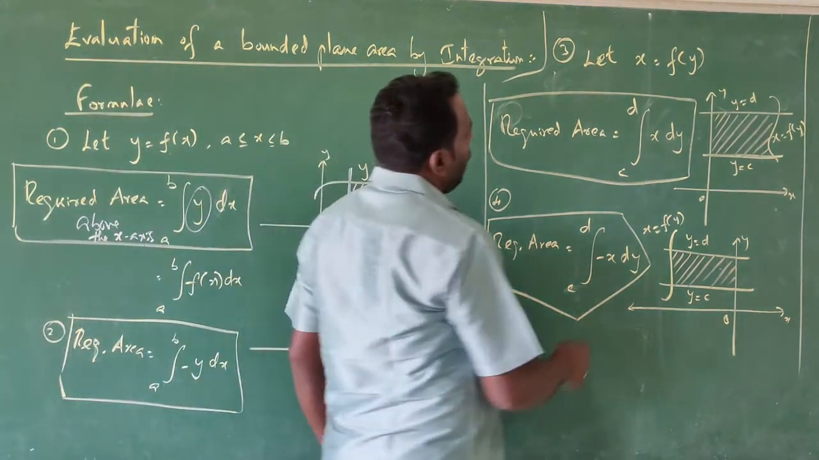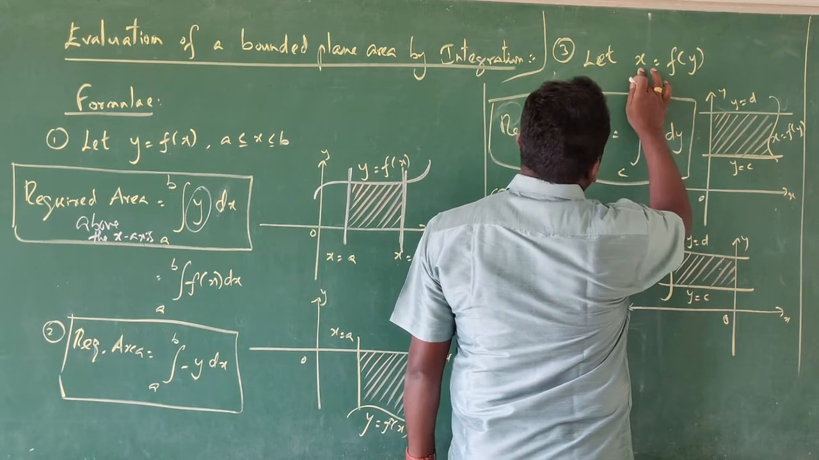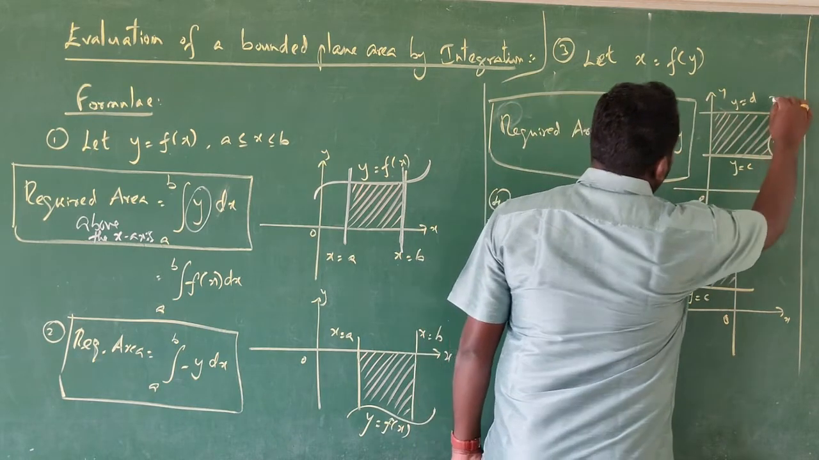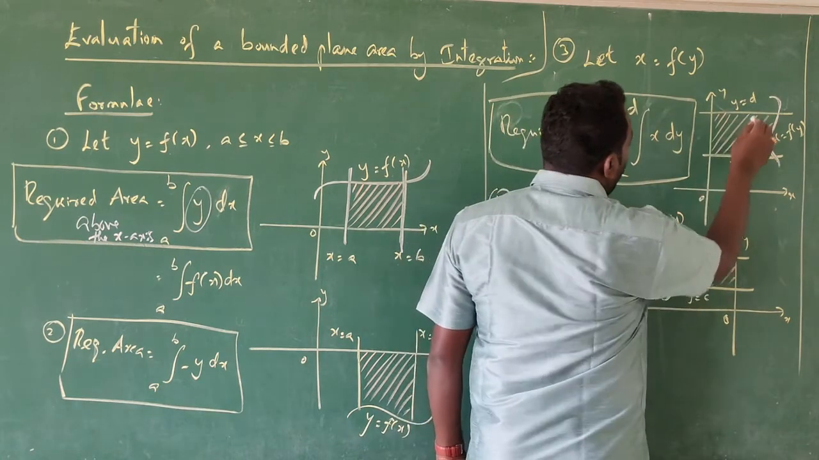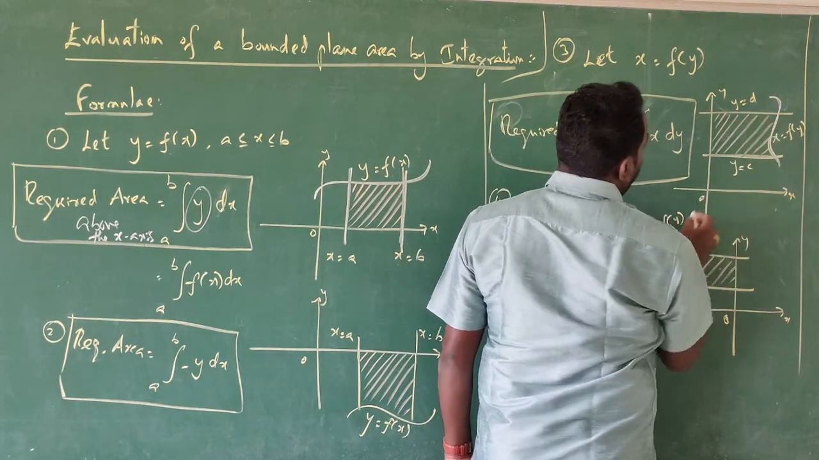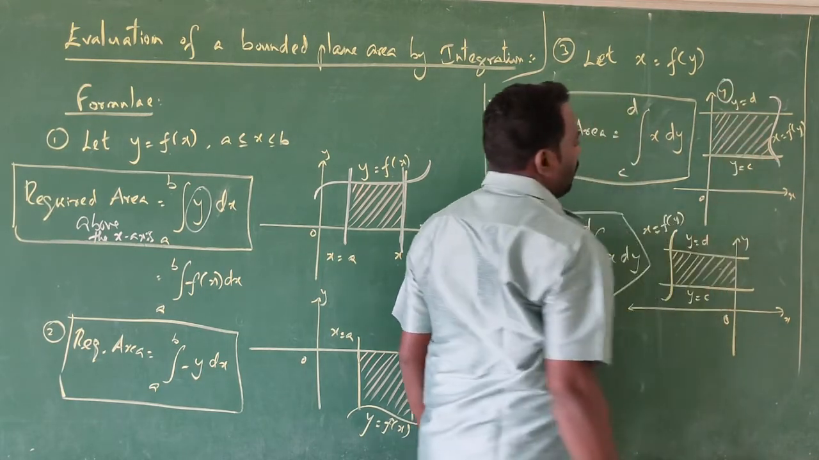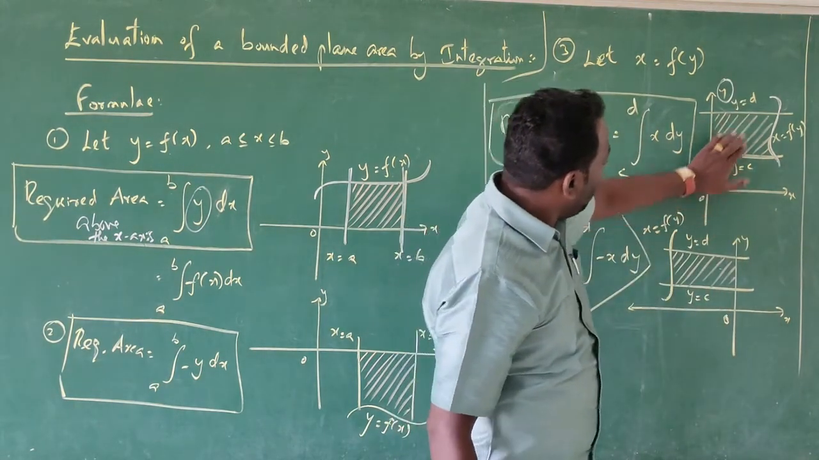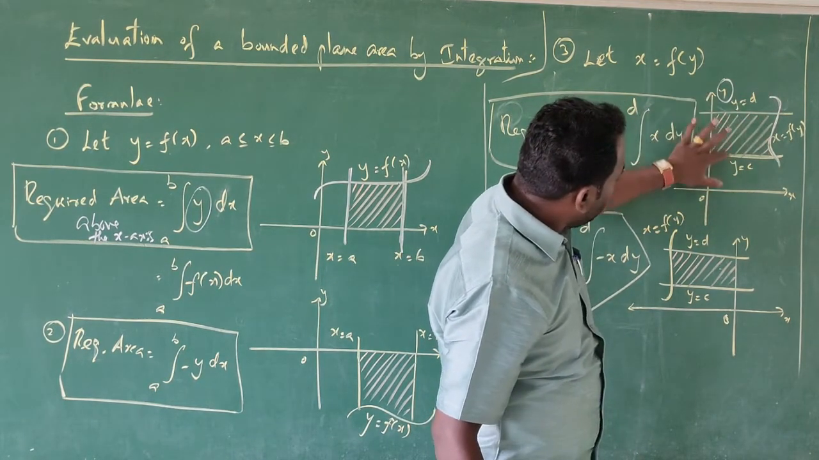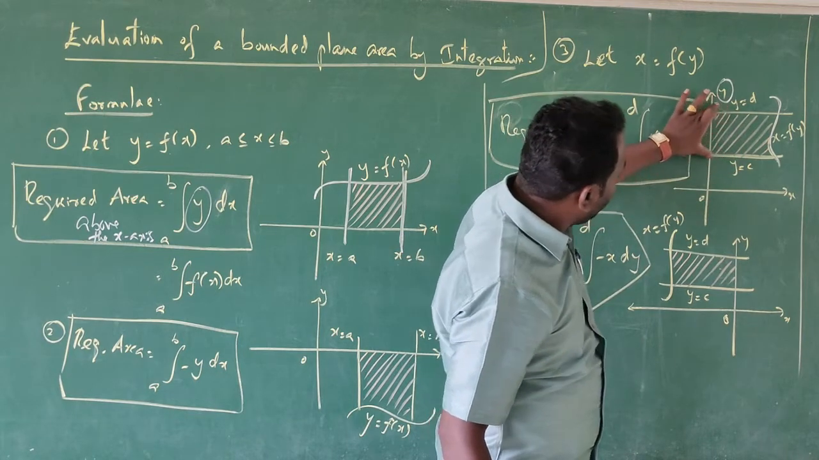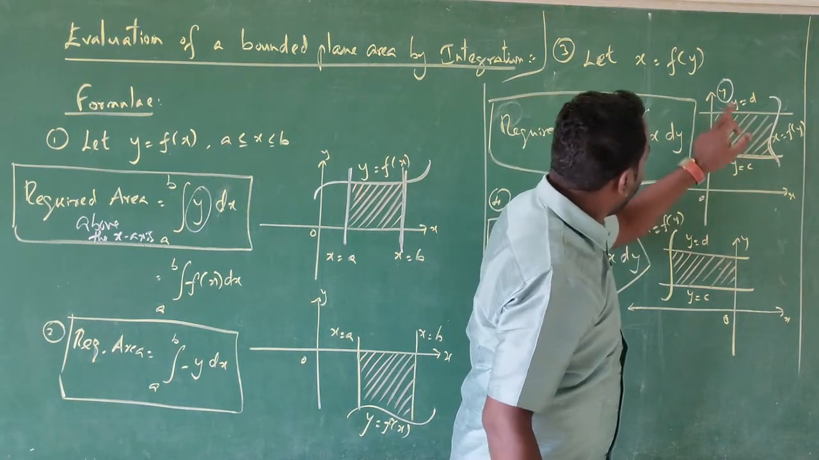Now similarly, the other case is defined by x equal to f of y, the function of x with respect to y. This curve is defined by x equal to f of y, and the two boundaries are given as y equal to c and y equal to d. The bounded area is on the right side of the y axis. One boundary is x equal to f of y, then the y axis, and y equal to c and y equal to d. Four boundaries are given, and the bounded area is on the right side of the y axis.